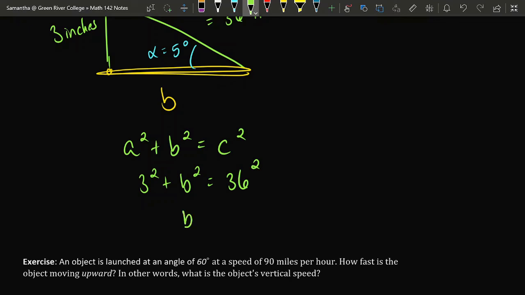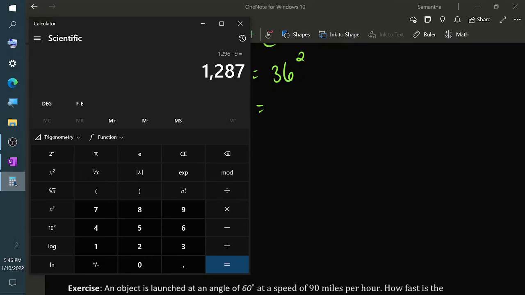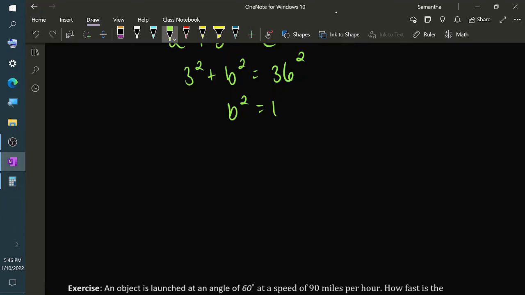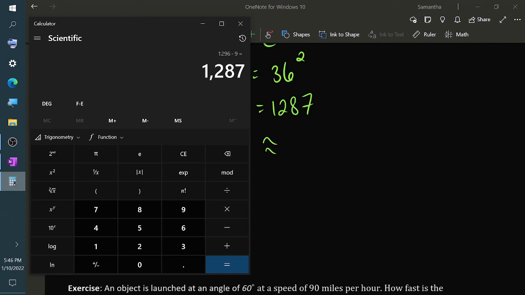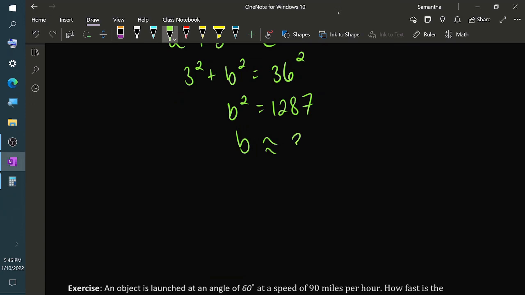Okay, give me a moment. I'm going to figure out these values using a calculator. B squared is equal to 1287, and therefore B itself would be equal to the square root of that, which is approximately 35.9 inches.